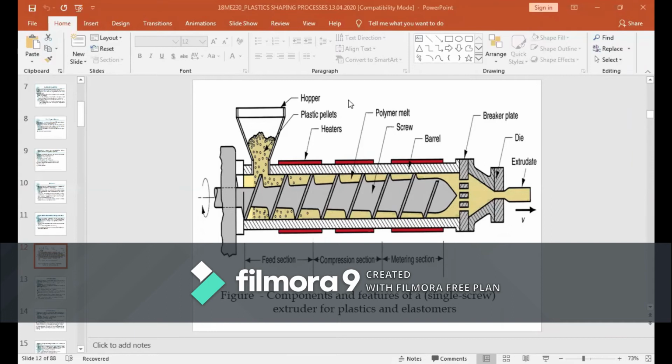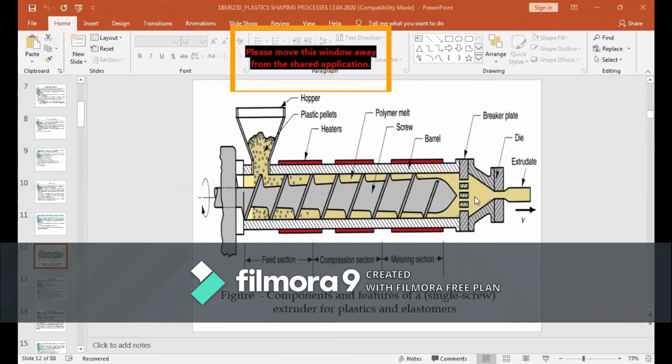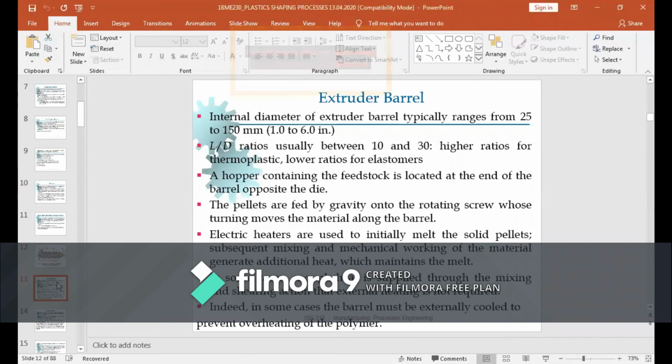Breaker plate is nothing but a sieve. You have a sieve that will break the lump portion of your pellet also. That will break down the lump. It will completely break the lumps, and it also prevents any other foreign material from entering. That is the function of your breaker plate or sieve, as mentioned in this slide.